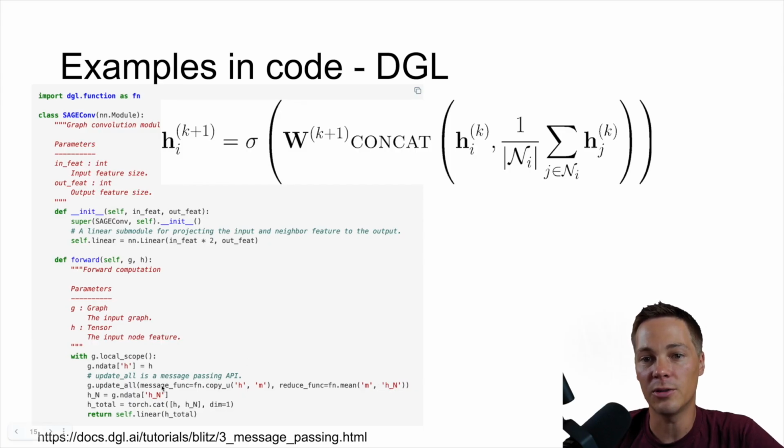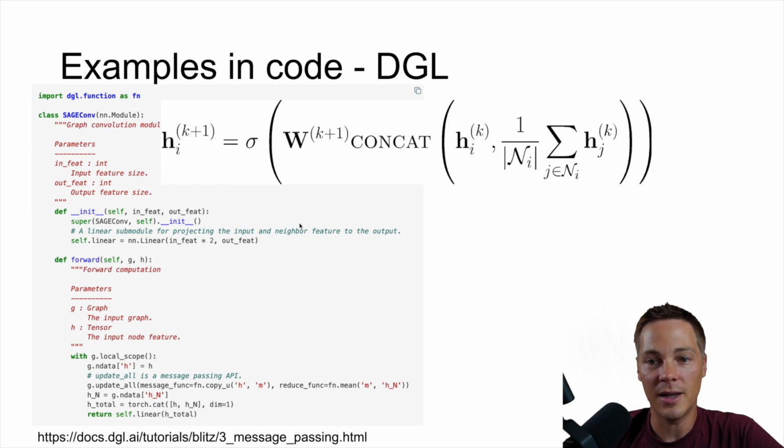So here they extract that out into the H_N variable. So now we have H, which represents all of the node features, and we have HN, which represents all of the neighborhood aggregates. So they concatenate those together, as is done here, and then they pass that into the linear layer, which does this matrix multiplication.